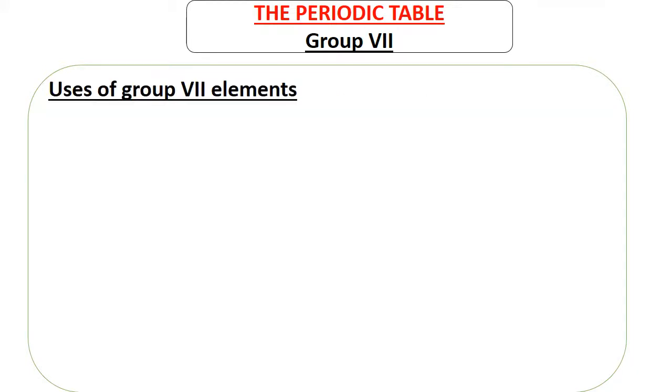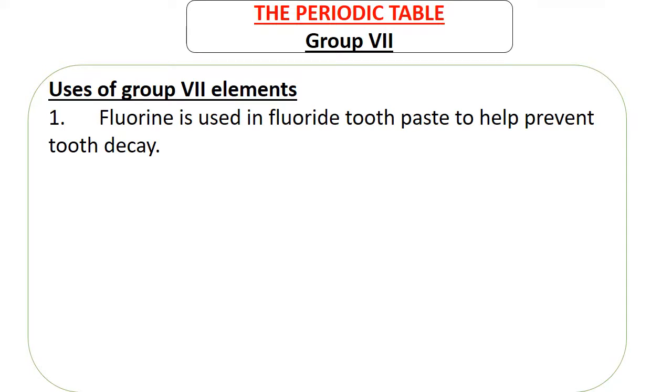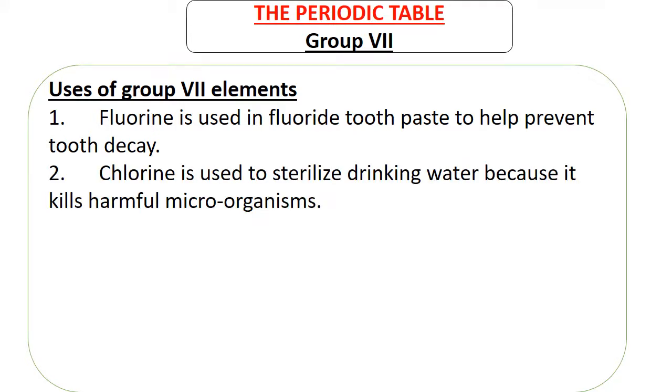So what are some uses of group 7 elements? First, fluorine is used in fluoride toothpaste to help prevent tooth decay. Colgate, our Zambian toothpaste, has fluoride, which is used to prevent tooth decay.